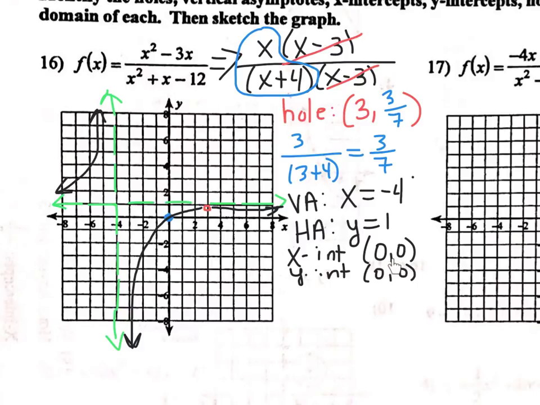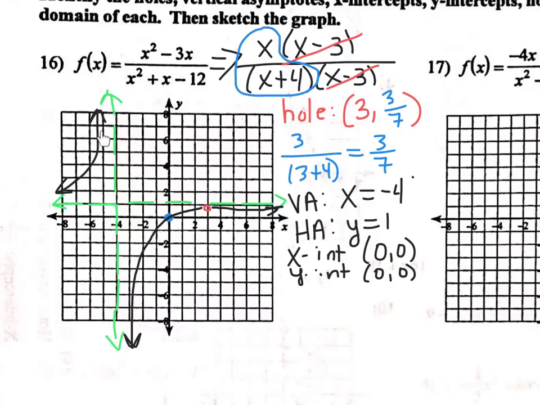Well, lo and behold, if that's my x-intercept, it's also my y-intercept. If I make x 0 and solve for y, I still get 0, 0. Okay, so the x and y-intercepts are both the same right here at 0, 0. So here comes my graph. I jump over the hole, come through the intercept, and come back down.